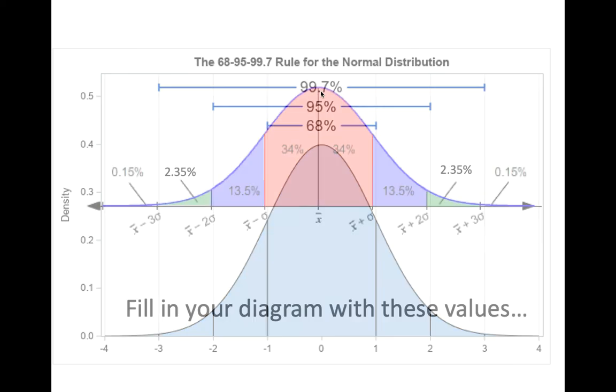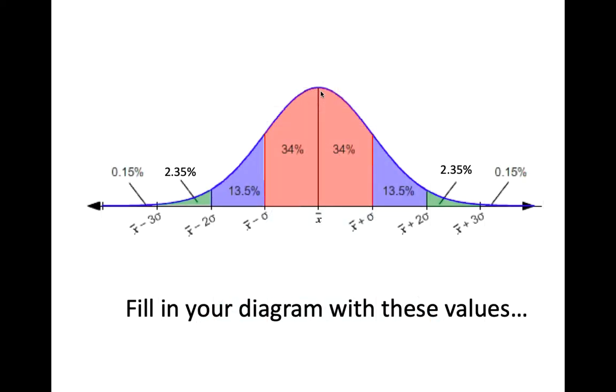Now, we find that the best way to memorize this is to break this up into sections. And so we're going to do that. And I would ask you to make sure you label your graph. This is 34, 34, 13.5, 13.5, 2.35, 2.35, and these tiny little parts on the end are just 0.15%.